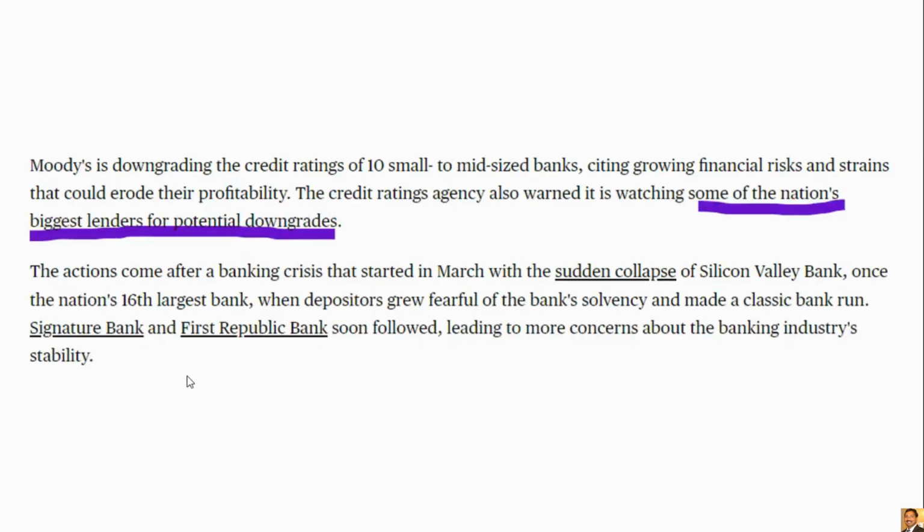And on August 9th, Moody's downgraded almost 10 small and mid-sized banks, and they also warned some of the nation's biggest lenders of potential downgrades. It means they are also looking into some of the major lenders, and sooner or later there is a chance they will downgrade their ratings also.